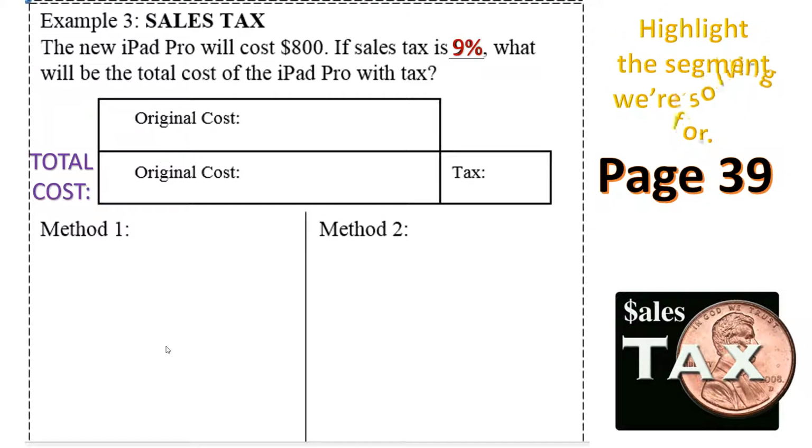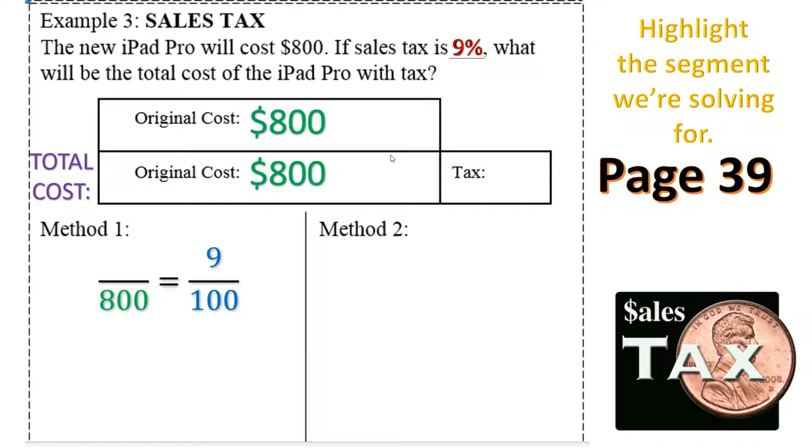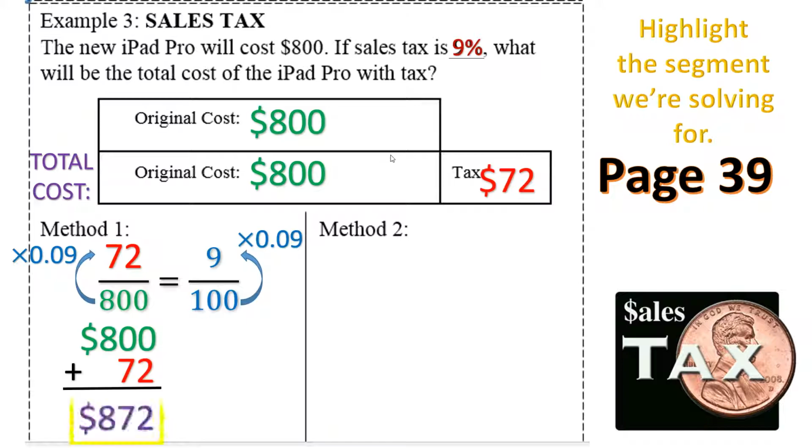So we're going to highlight the segment we're solving for. We want to find the total cost. So that means we're going to find all of this, the original cost plus the tax. So the original cost is $800. 9% of 800 is going to be $72. So the tax is $72. So we have to do 800 plus 72, and that gives us $872.